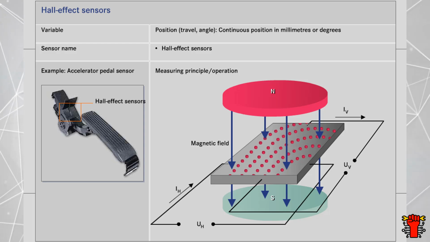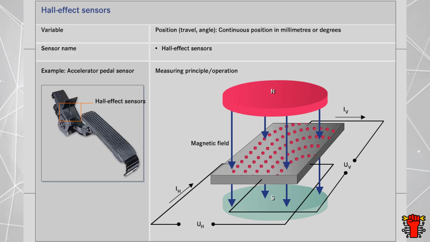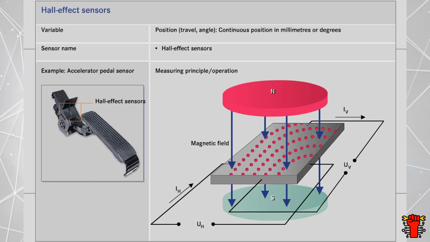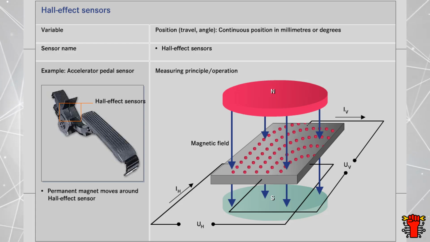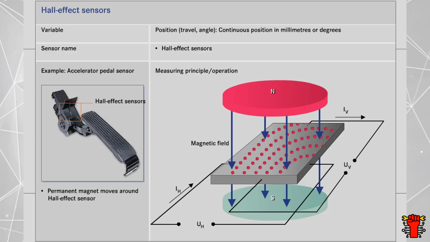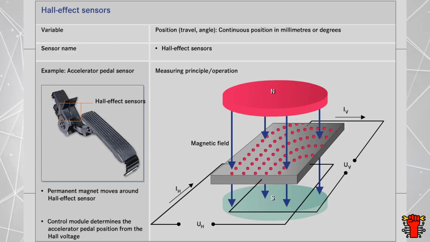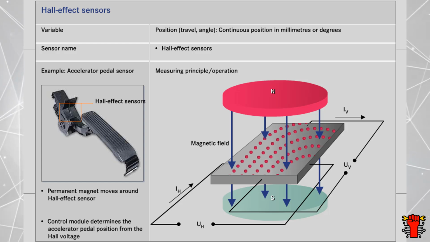Lines located at the side pick off the resulting Hall voltage, which is dependent on the intensity and direction of the magnetic field. When the accelerator pedal is pressed, a permanent magnet moves around the Hall effect sensor. The control module calculates the position of the accelerator pedal from the Hall voltage.